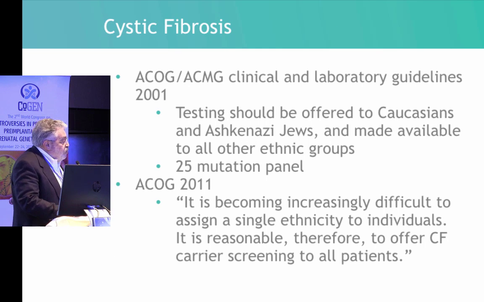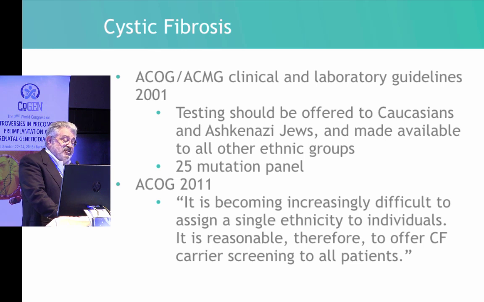Another common disorder which people have looked at, cystic fibrosis, which you're all aware of, in terms of its ethnic predilection. Initially, when ACOG and ACMG talked about screening in 2001, they said it should be offered to Caucasians and Ashkenazi Jews and made available to other ethnic groups, and they recommended a 25 mutation panel. ACOG in 2011 came out with this statement, and I think that it really is applicable to not just CF, but to other disorders.